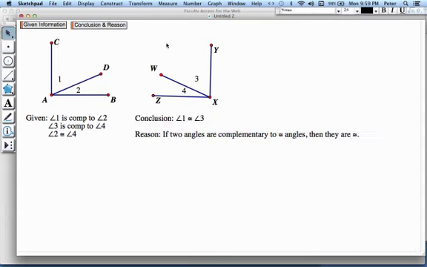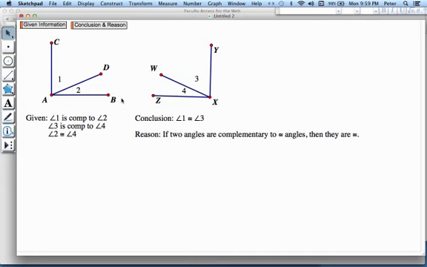Okay, hopefully you came up with the conclusion that angle 1 is congruent to angle 3. And the reason is our final theorem. If two angles are complementary to congruent angles, then they are congruent. The proof is very similar to the proof that if two angles are supplementary to congruent angles, then they are congruent. So if you want to go back in the video and take a look at that, the steps are very similar.